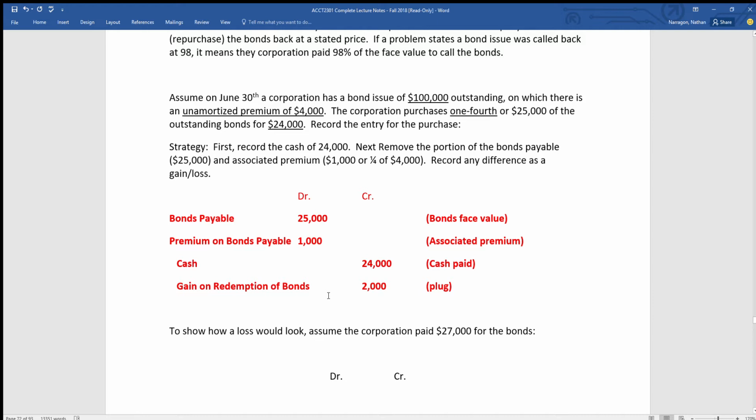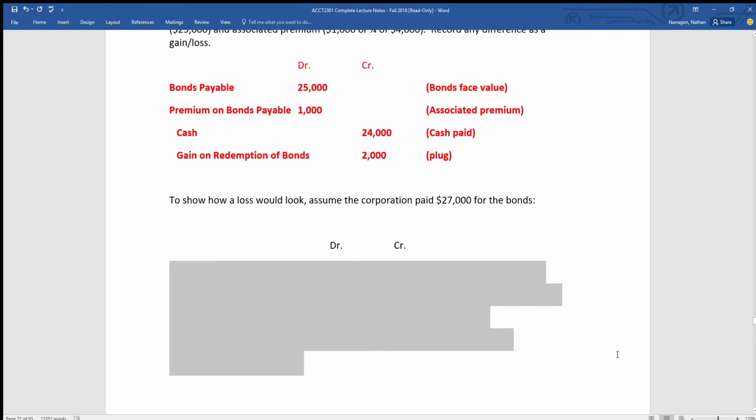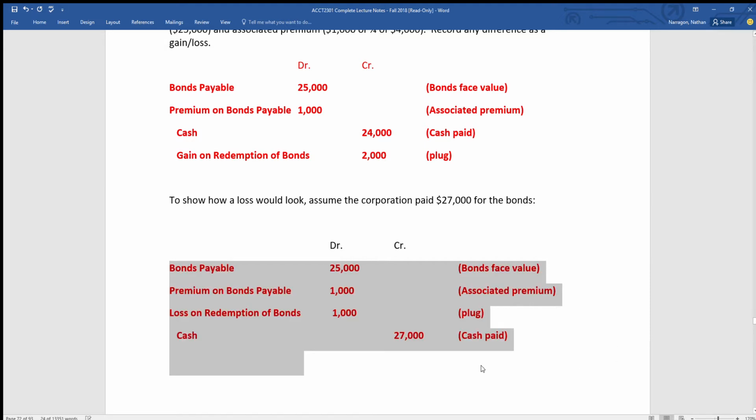Now, what would happen if they paid $27,000? So, if they paid $27,000, we have $26,000. That means we got a $1,000 item missing, and it's not going to be a gain. It's actually going to be a loss. Okay. Again, now credits outweigh debits. If we did the cash and then the bond payable and premium, we'll have a different plug called loss on redemption of bonds. So this is like we're selling our asset and we got a gain on it or we got a loss. Same thing with bonds, except we're buying it back.